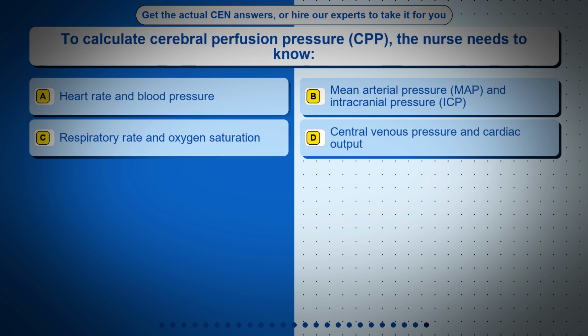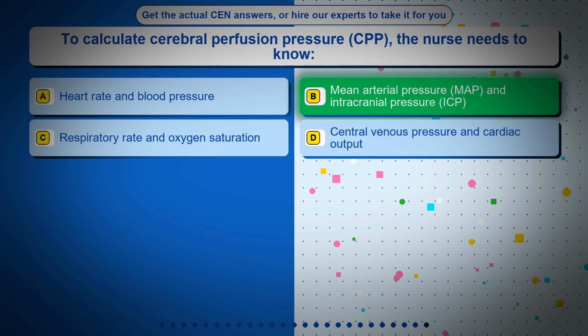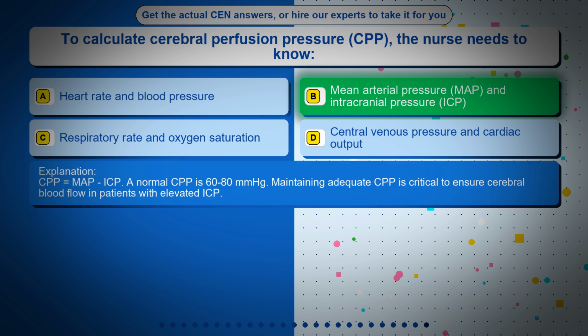Question 24. To calculate cerebral perfusion pressure, CPP, the nurse needs to know: Option A, heart rate and blood pressure. Option B, mean arterial pressure, MAP, and intracranial pressure, ICP. Option C, respiratory rate and oxygen saturation. Option D, central venous pressure and cardiac output. The correct answer is option B, mean arterial pressure, MAP, and intracranial pressure, ICP. CPP equals MAP minus ICP. A normal CPP is 60 to 80 mmHg. Maintaining adequate CPP is critical to ensure cerebral blood flow in patients with elevated ICP.